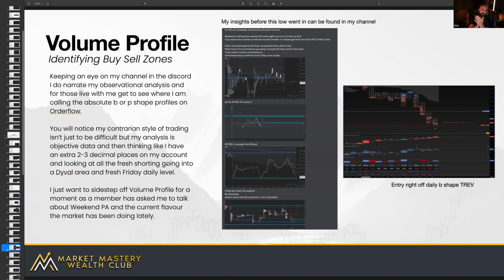So keeping an eye on my channel in the Discord, I do narrate my observation analysis. And for those live with me, see where I'm calling the absolute B or P shape profiles on order flow. You'll notice my contrarian style of trading isn't just difficult, but my analysis is objective data and then thinking like I have an extra 2 or 3 decimal places in my account and looking at all the fresh shorts going into a developing yearly value area low area and fresh Friday daily level.